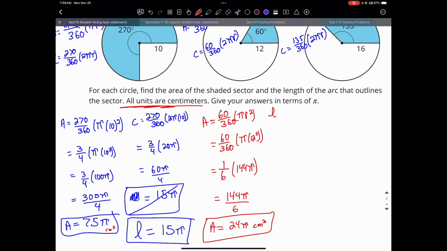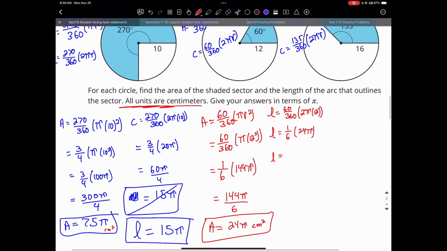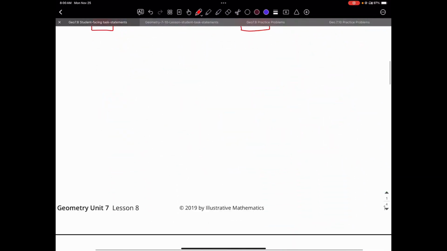So then the length is going to be 60 over 360 times 2 pi times 12, right? So length of, and I'm just going to change that to 1/6 again. 12 times 2 is 24 pi. So then length would be 24 pi over 6, which ends up being 4 pi.